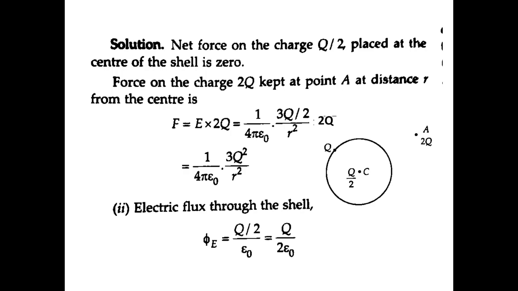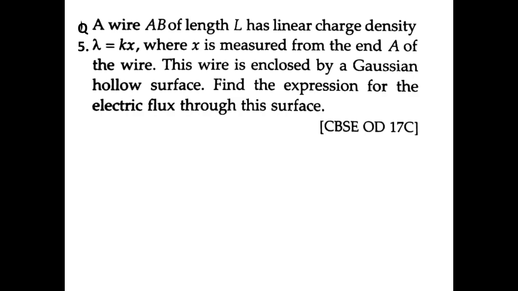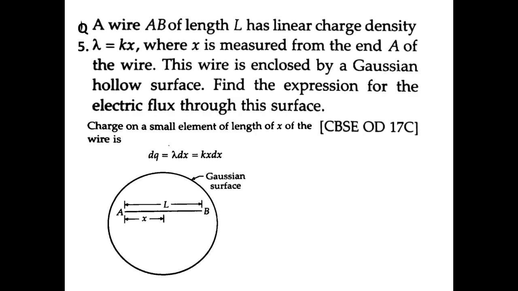Number 2, electric flux through the shell is given by applying the Gauss theorem. We can write phi equal to q by 2 by epsilon naught, which becomes q by 2 epsilon naught. The next problem, a wire AB of length L has linear charge density lambda equal to kx, where x is measured from the end A of the wire. This wire is enclosed by a Gaussian hollow surface. Find the expression for the electric flux through this surface.